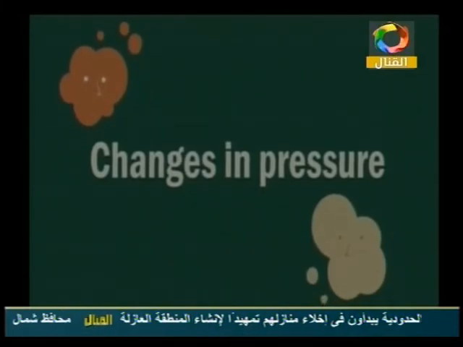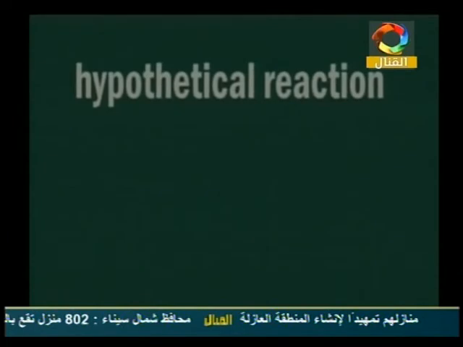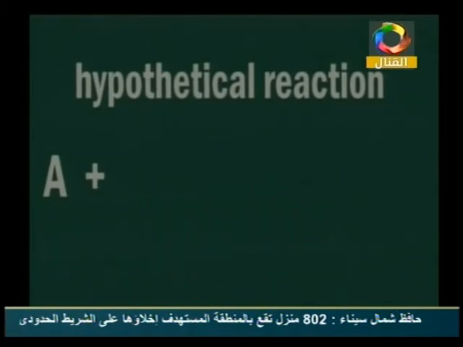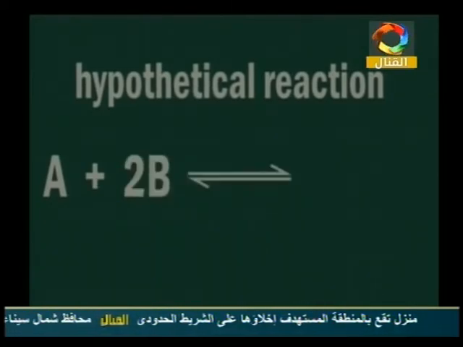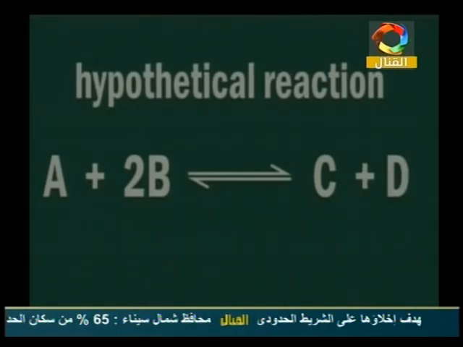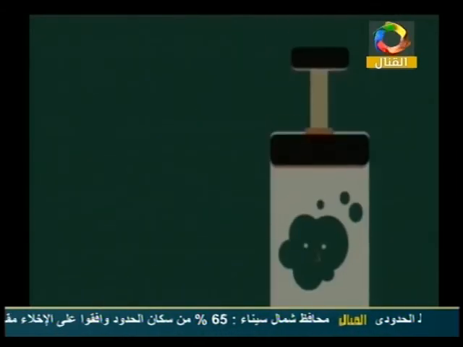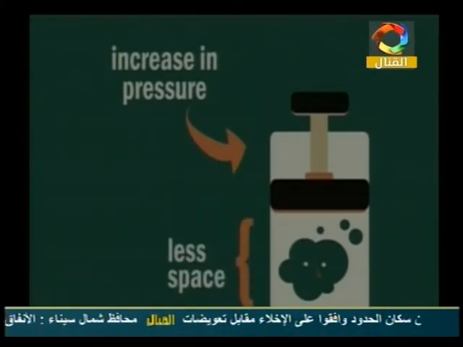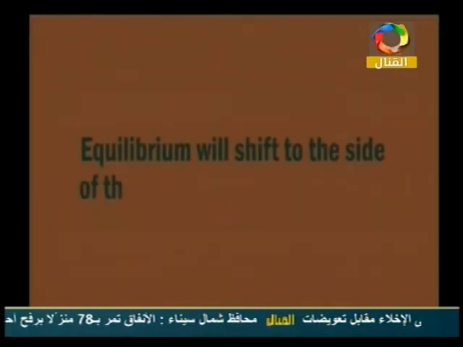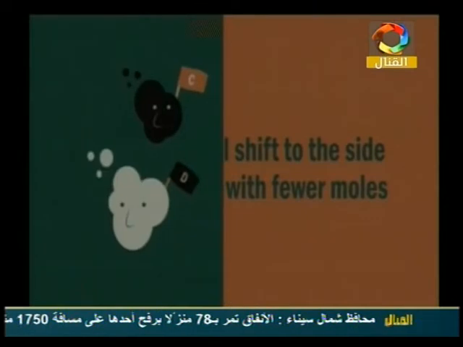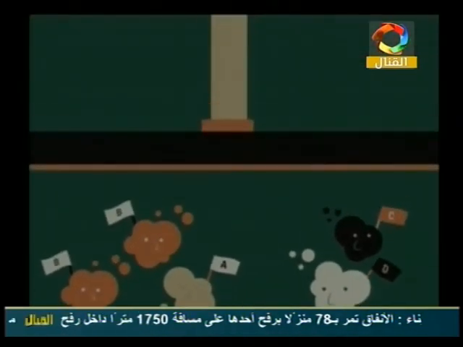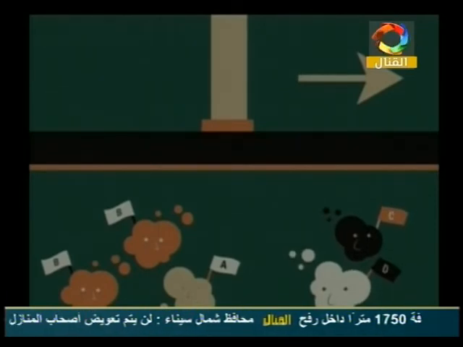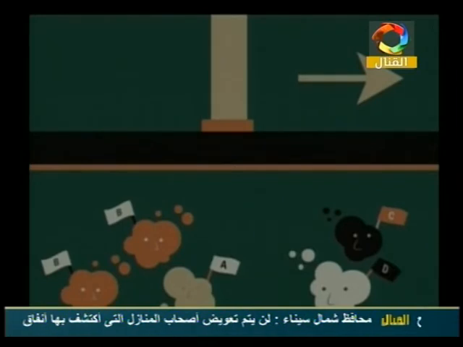Look at this. When we have an example of a change in pressure, you must know the gas reaction. What is this reaction? When I have A plus 2B, any two substances, in both directions will be C plus D. Now, the pressure here increases. When the pressure increases, the volume decreases. So, less space. Equilibrium will shift to this side of the reaction to balance the pressure increase. Now, shift to this left side, to make a balance for this reaction, to make equilibrium.